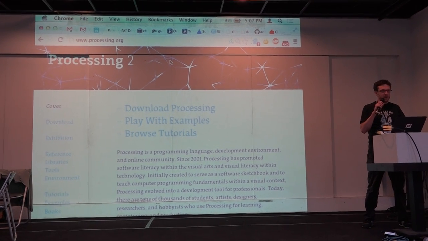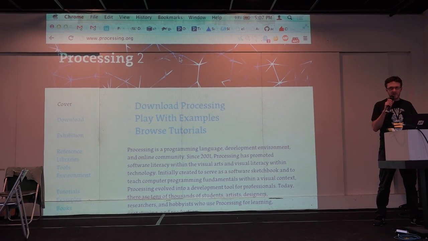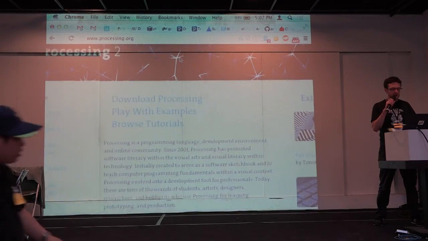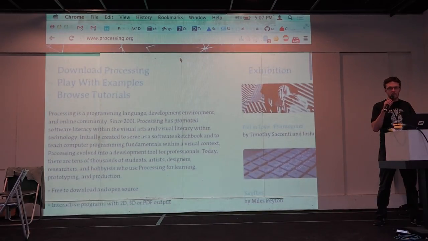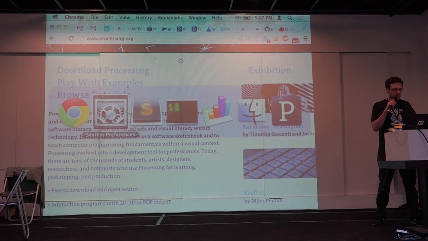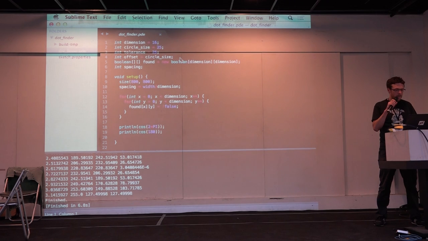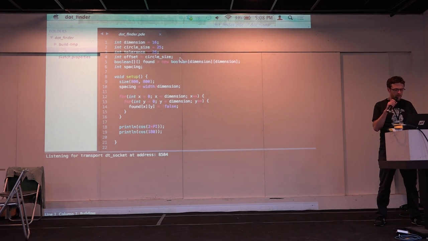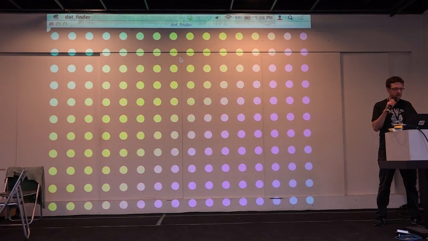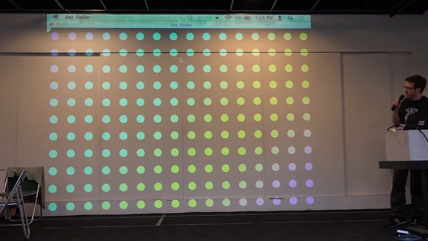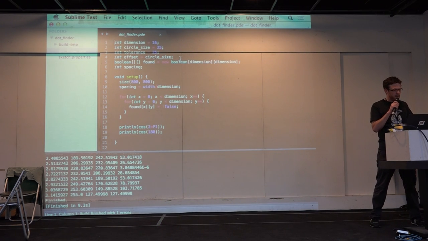This started as an excuse for me to play with Processing. I was interested in the language. It's supposed to be for visual artists and people who want to make interesting visual things. The first project that I made was this, and I think the resolution on the projector is really different than my computer, but this is the first thing I made just to play with it.